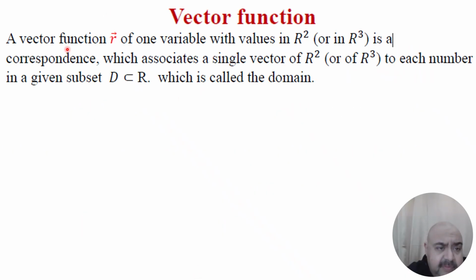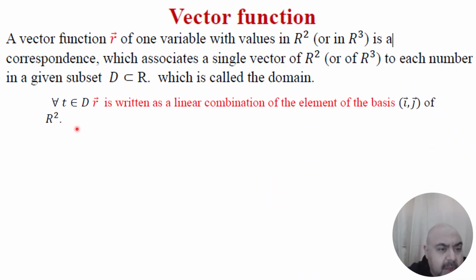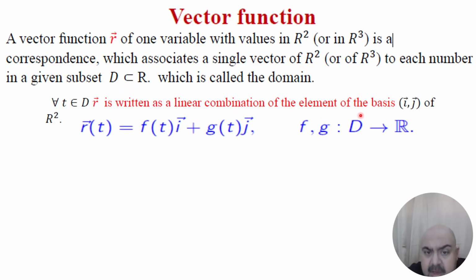So a vector function R of one variable with values in R2 or R3 is a correspondence which associates a single vector of R2 or of R3 to each number in a given subset D of R, which is called the domain, of course, which controls the values of these functions. So for every t that belongs to the domain of your vector function, it is written as a linear combination of elements of the basis i and j.